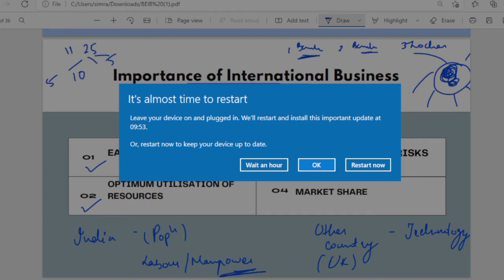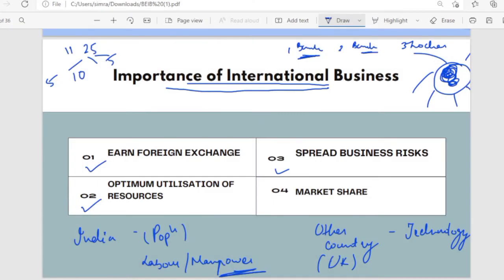How we can relate these commerce terms with our day-to-day life. Okay, now the next one is market share.